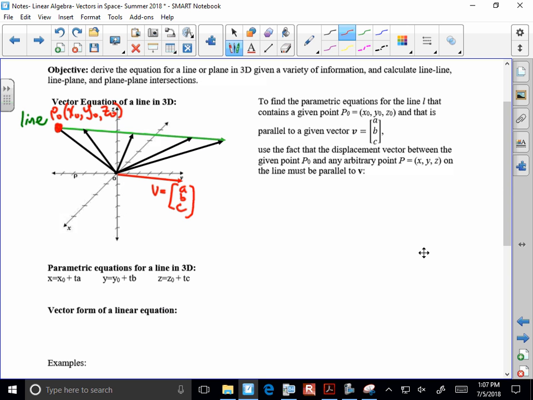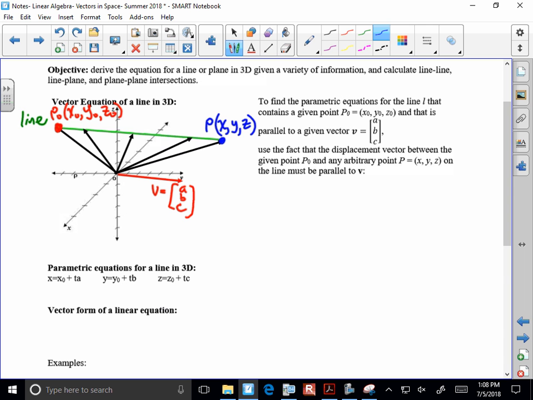Use the displacement vector between the given point P sub O and the arbitrary point P. So it could be any of these. This could be P sub 1, P sub 2, P sub 3. But then somewhere down the line, you have P in general, X, Y, Z. It doesn't matter where we're defining that. You can put it anywhere you want. I'll put it at the end just to make it feel okay. Right, the displacement vector between these coordinates has to be parallel to this.